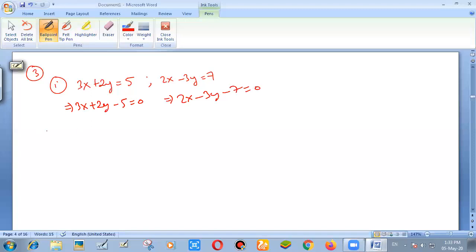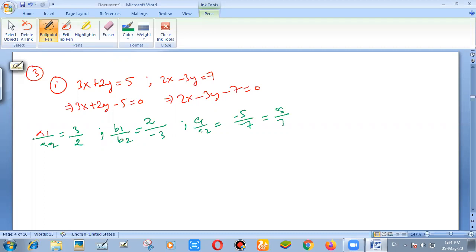So next write down, let me change the color of the pen, a1 by a2. Then a1 is your what? 3, and a2 is your 2. Yes or no? Then what is b1 by b2? 2 by minus 3. Yes, good. And what is c1 by c2? Minus 5 by minus 7. Yes, so it will be 5 by 7.